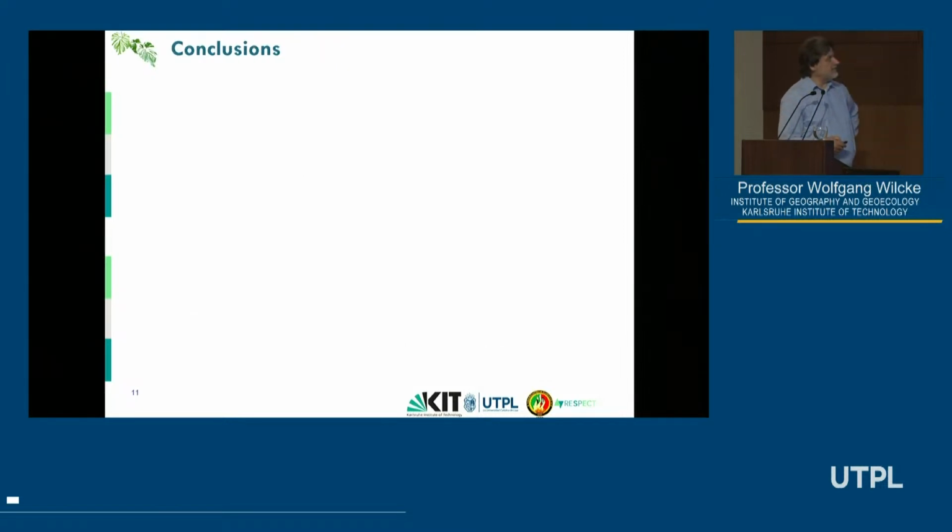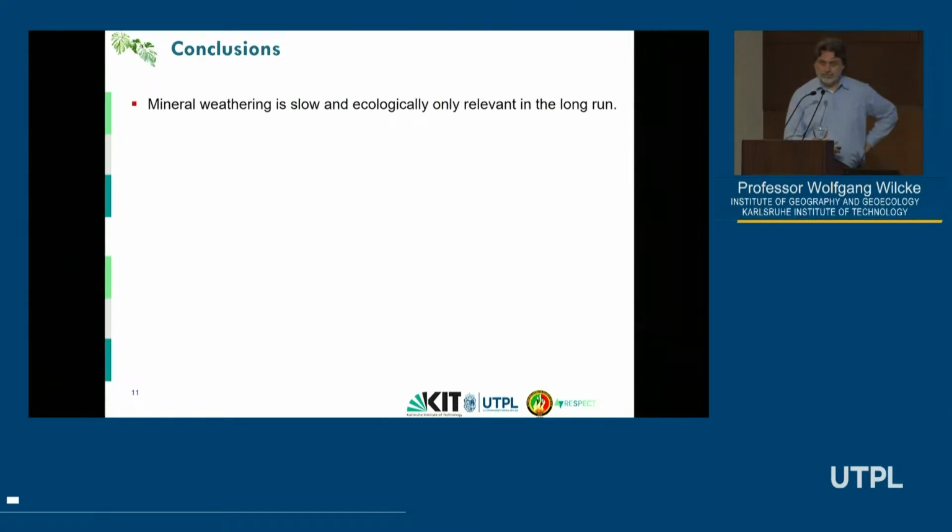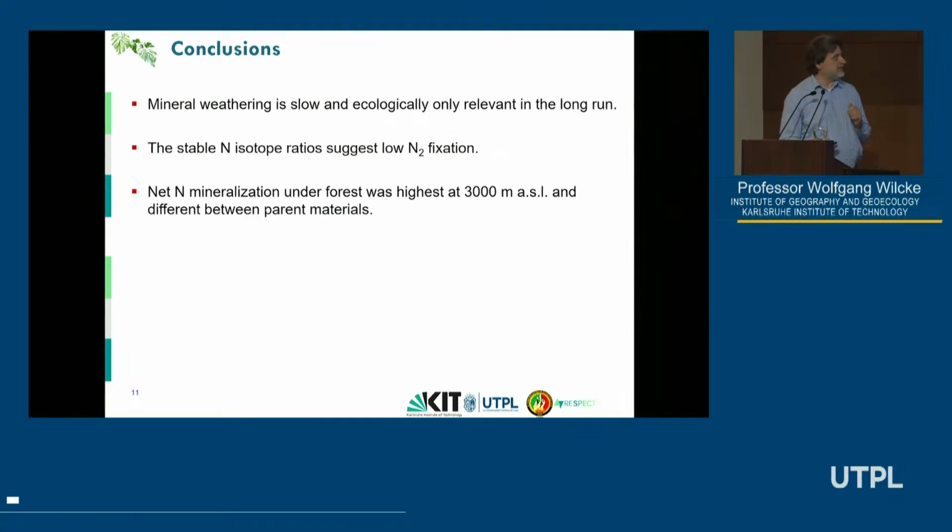With this, I come to the end with a few conclusions. I think you have seen that mineral weathering is slow and ecologically only relevant in the long run, so it's not important when considering changing nutrient availability in response to global change. Nitrogen fixation from the atmosphere also does not play an important role. It's not really a surprise because our system is rather nitrogen rich. Also, still nitrogen plus phosphorus limited.